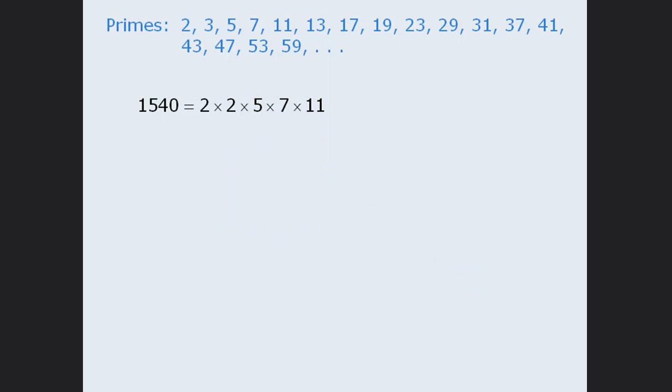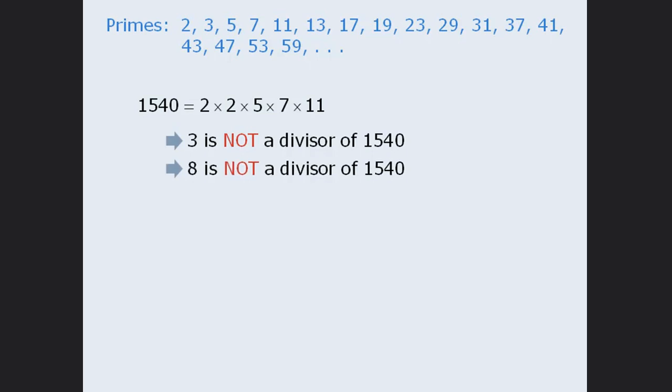Using the prime factorization, we can also see that 3 is not a divisor of 1540, since there is no 3 to be found in the prime factorization of this number. Similarly, 8 is not a divisor of 1540. We know this because 8 is equal to the product of 3 2's.